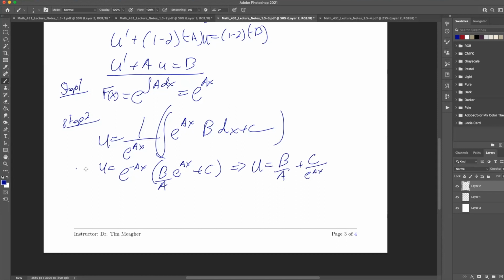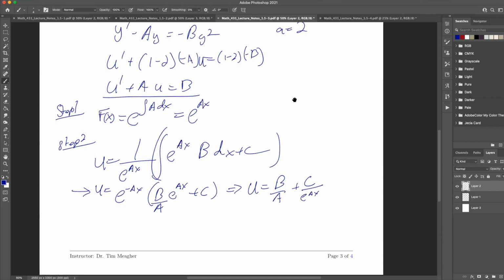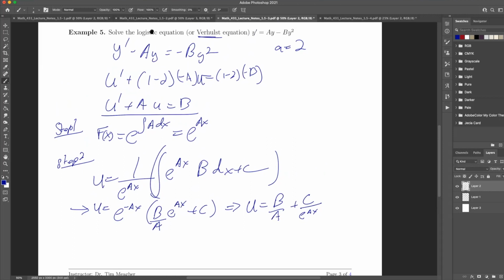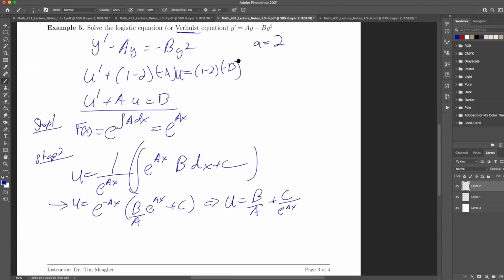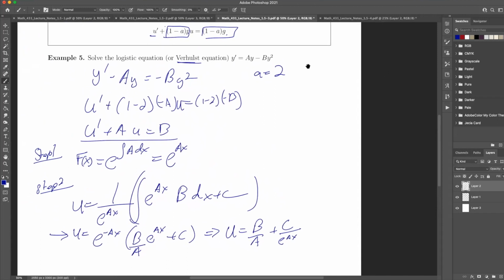Any questions on how I got to this point? Here, let me just make sure I'm clear. I took this and put it into a linear form, then using the substitution where a is 2, I produce this very simple linear equation. Then I'm just solving it the same way as I did before, and I get this.